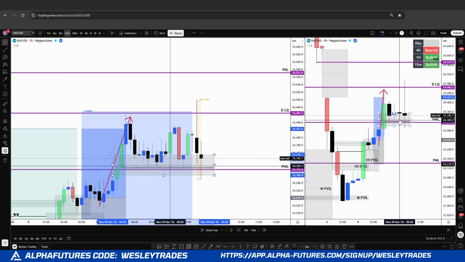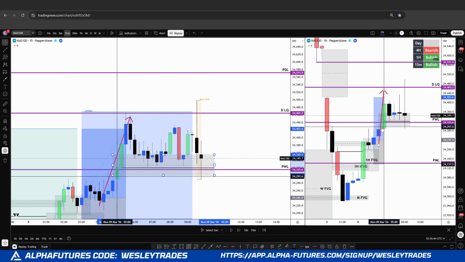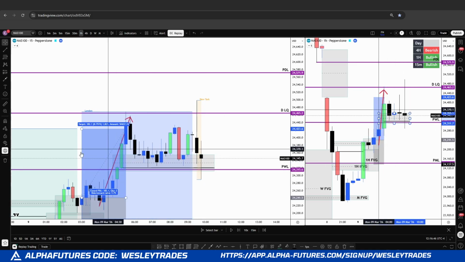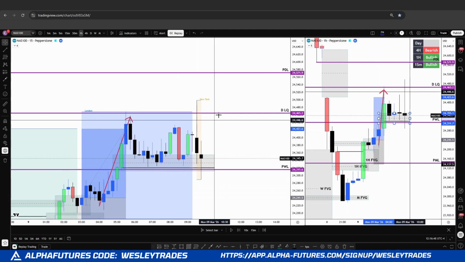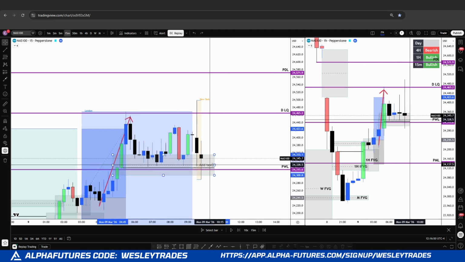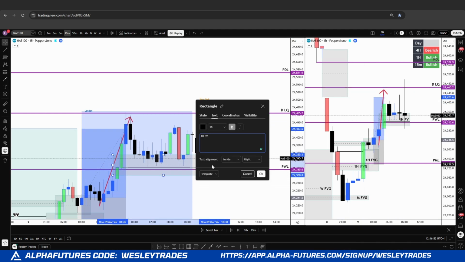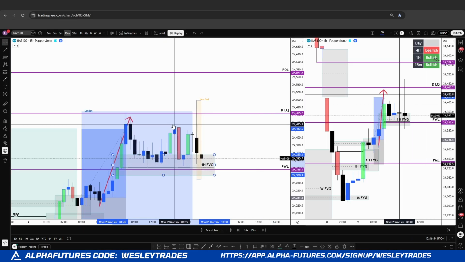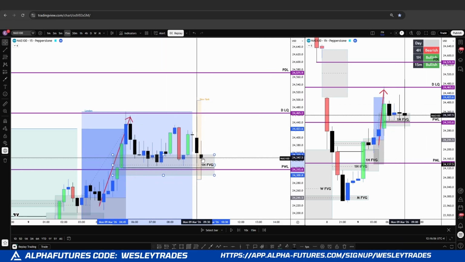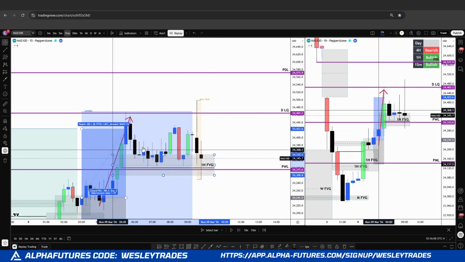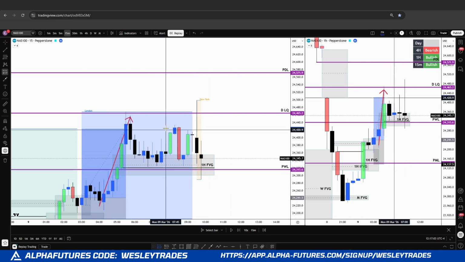There's also another 1 hour fair value gap here. There's another 1 hour fair value gap here that's being respected. Let's call this the 1 hour fair value gap. So how could we have caught this buy trade? You could have entered it anytime in this area. Anywhere.